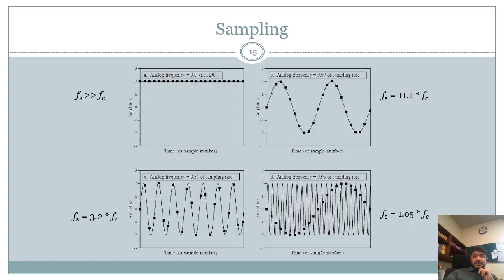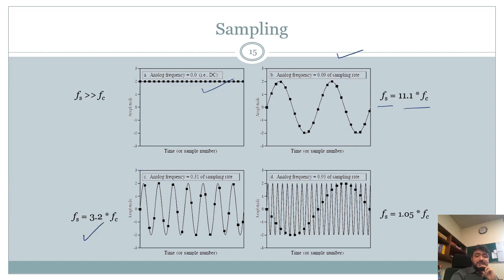All right, here are some other examples. You have this analog frequency which is just 0, that is DC. For this, even a single sample would have been fine throughout, since there is no variation. Here in the second case, the analog frequency is 0.09 of the sampling rate, which means the sampling rate is 11 times the highest frequency component. So you're perfectly fine. The wave would be correctly represented.